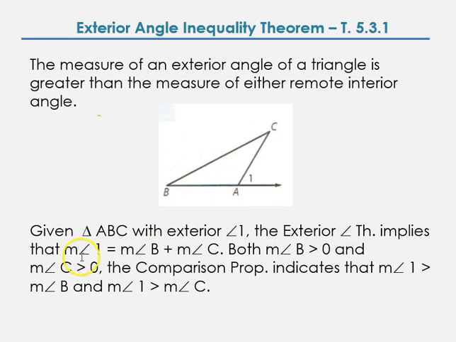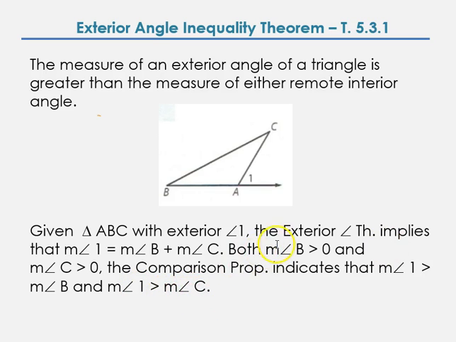The exterior angle theorem implies that the measure of angle 1, right here, equals the measure of its remote interior angles, B plus C. Both the measure of angle B is greater than 0, and the measure of angle C must be greater than 0. The comparison property indicates that the measure of angle 1 is greater than the measure of angle B, and the measure of angle 1 will be greater than the measure of angle C.